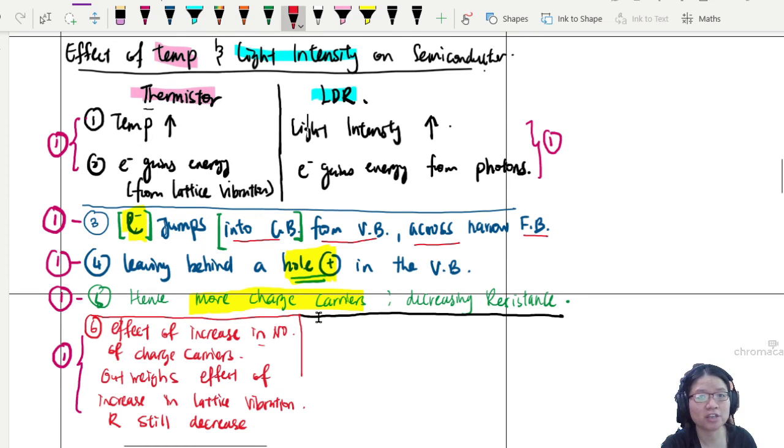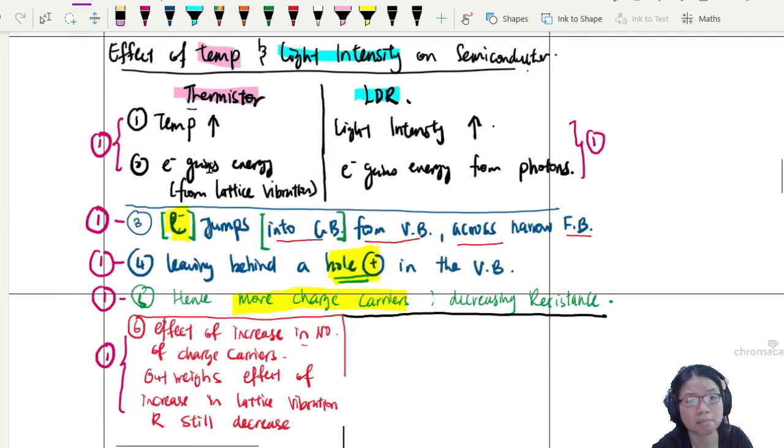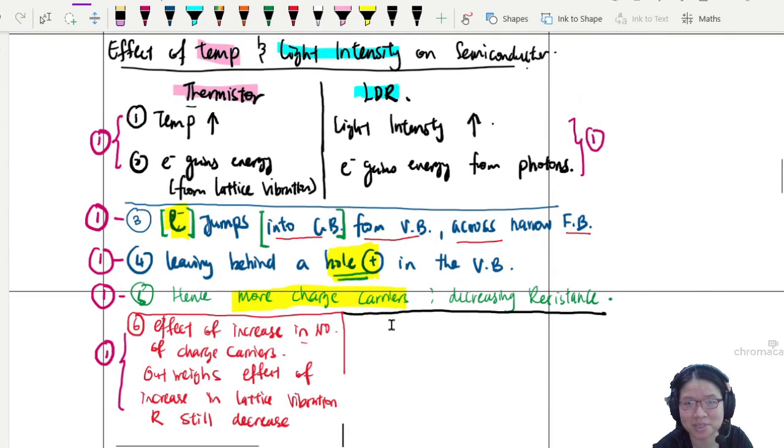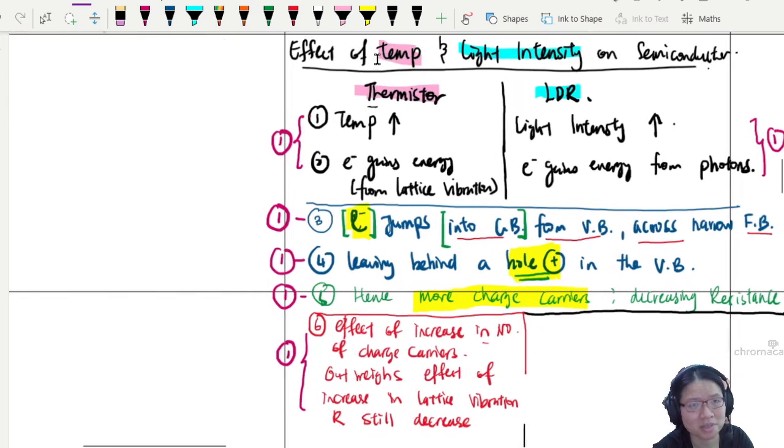So at the end of the day, your R still decreases. Okay, so now we're gonna think about why this is important, because we want to have these things called our sensors that we use, but also what about metal? What happens when we heat a metal up? Because it's not fair that we only talk about the semiconductors, right? Although this is where the chunk of the past year questions is.